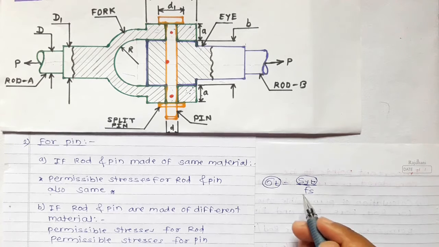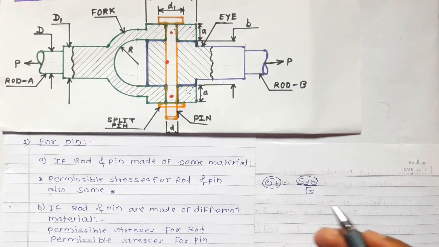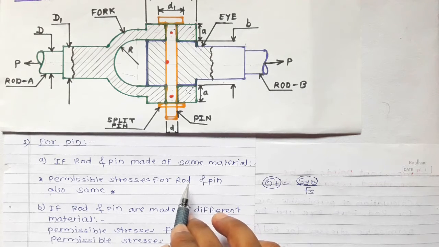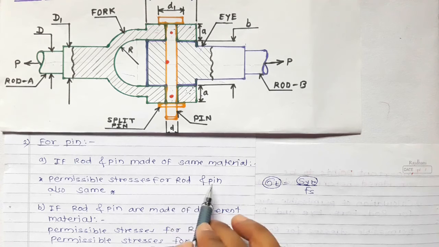Likewise, the permissible shear stress will be different, the permissible bending stress will be different, and the permissible compressive stress will be different if the material of rod and pin is different. But here, as the material of rod and pin is the same, the permissible tensile, shear, compressive and bending stresses can be used the same for rod and pin.